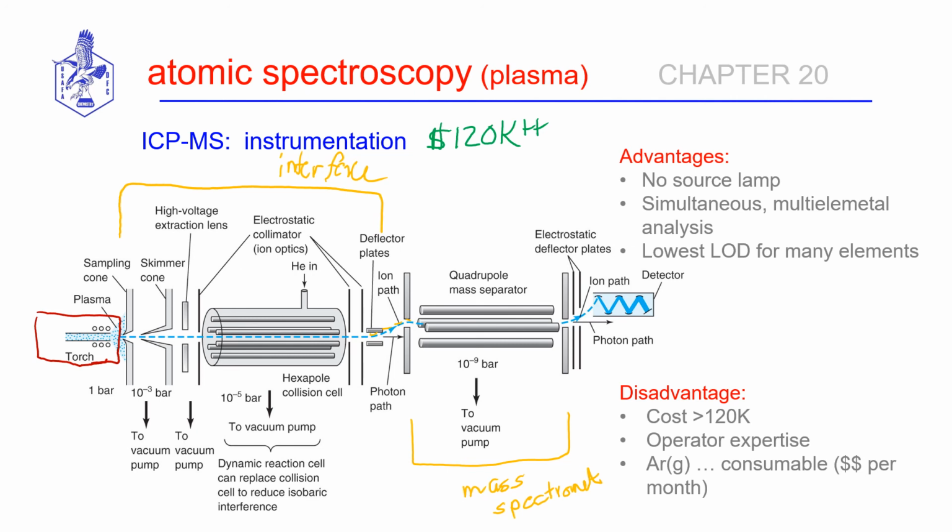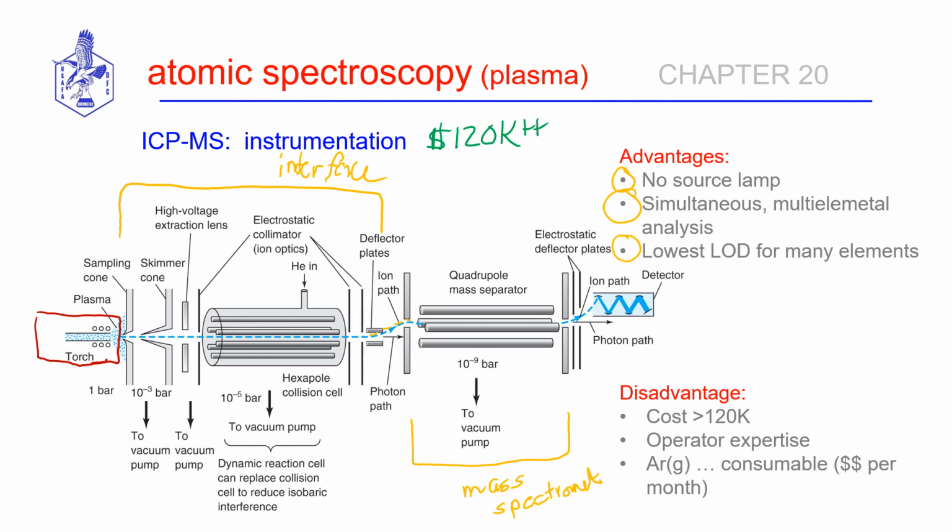So in summary, huge advantages to ICP mass spec. It's a plasma emission method, so no hollow cathode lamps. We don't need the source lamp. We can analyze multiple elements at the same time, get data quick, and it provides the lowest detection limits.